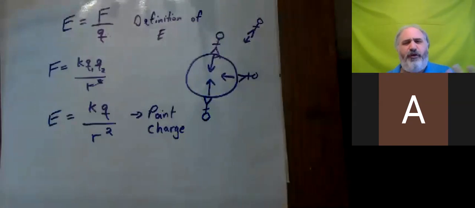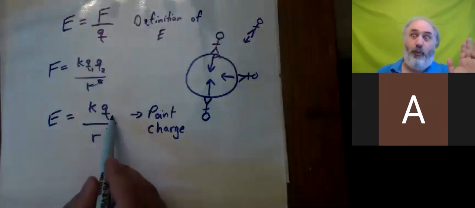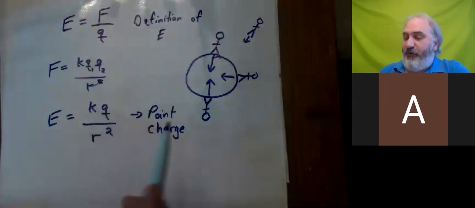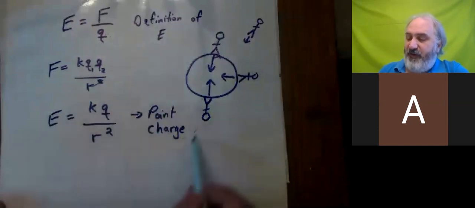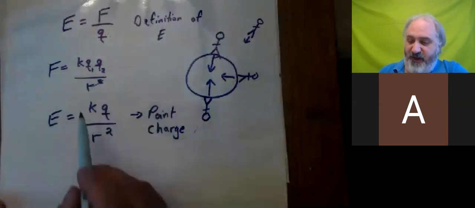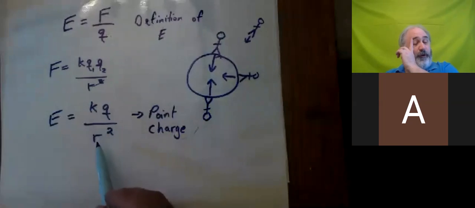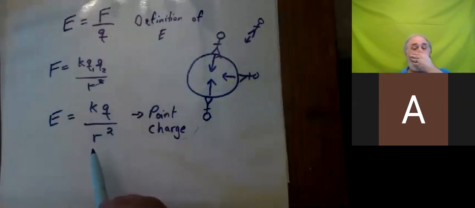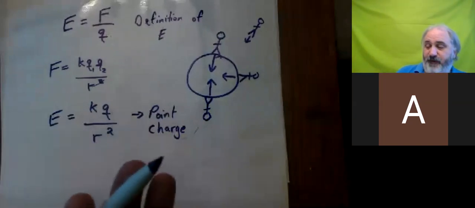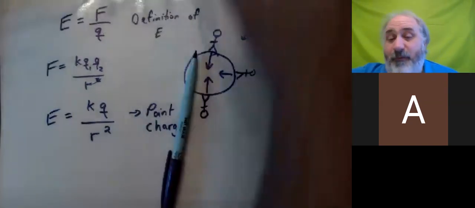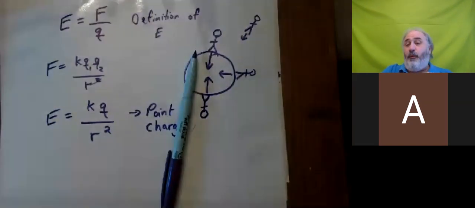So since there's only one Q left at this point, we're just going to drop the indices and just call it Q instead of Q1 or Q2 or whatever. And so this is the expression for the electric field of a point charge. It's KQ over R squared. If I had something more complicated than a point charge, I'd have a more complicated formula, but for point charges, that's it.